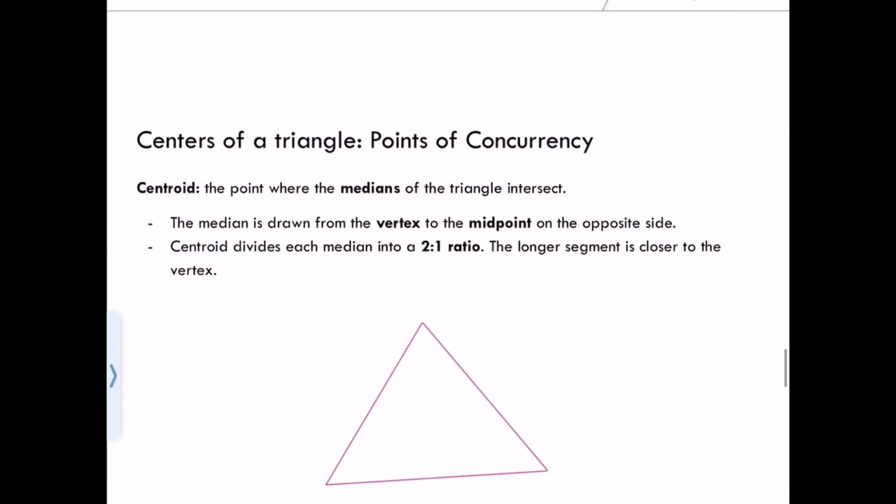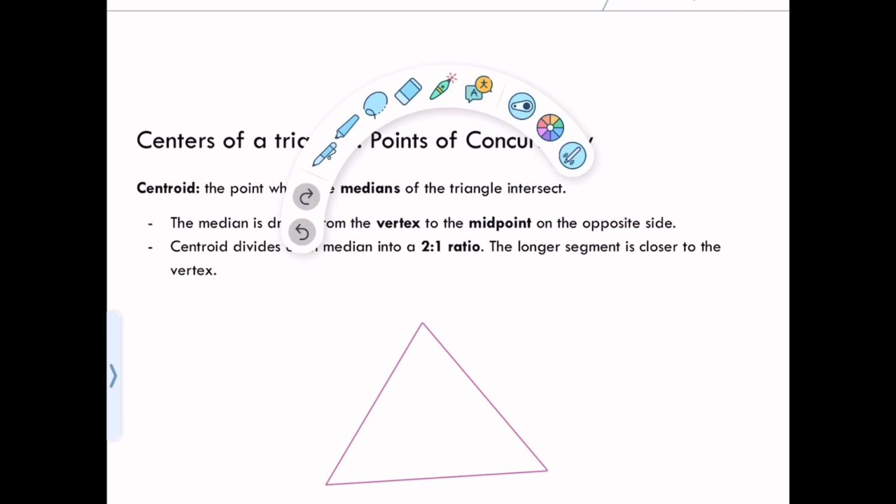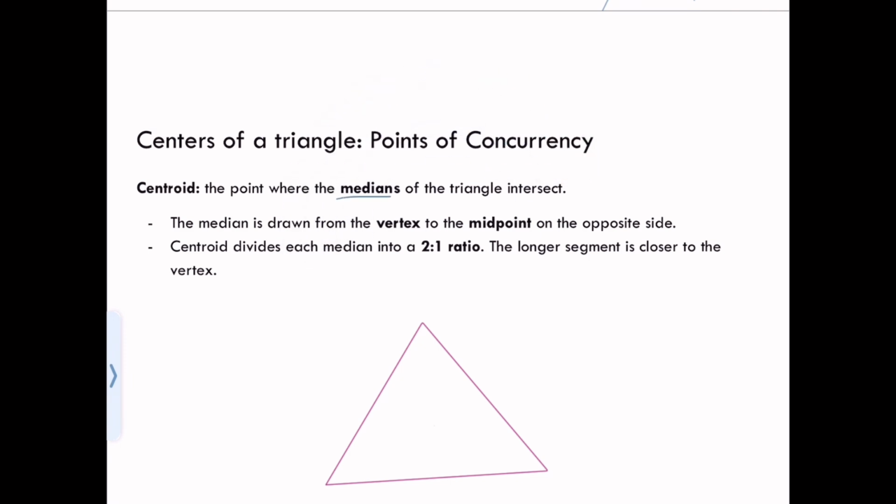The next point we're going to go over is the centroid, which is the point where the medians of the triangle intersect. The median is drawn from the vertex to the midpoint on the opposite side. The centroid divides each median into a 2-to-1 ratio. The longer segment is closest to the vertex.